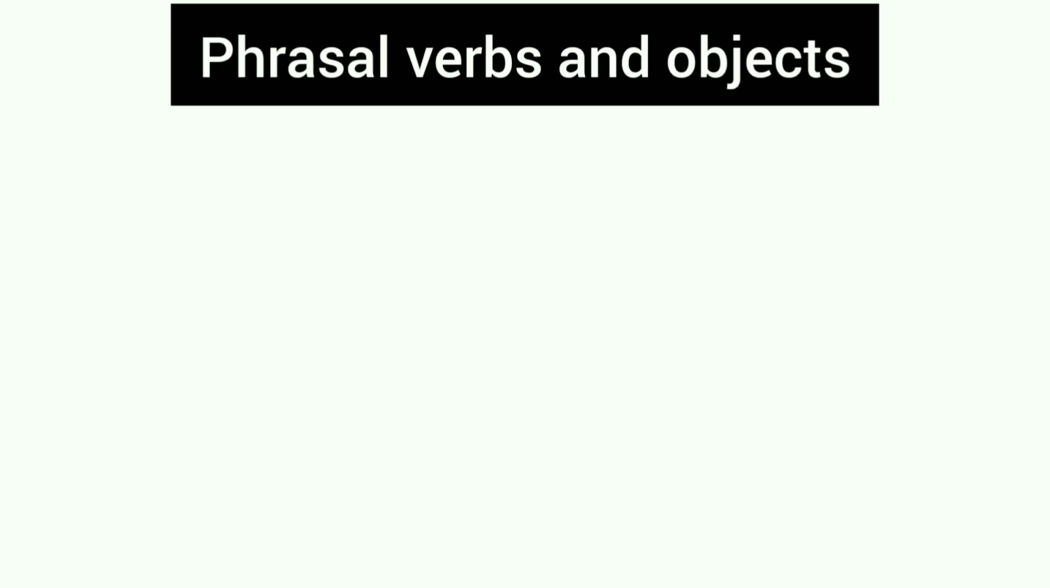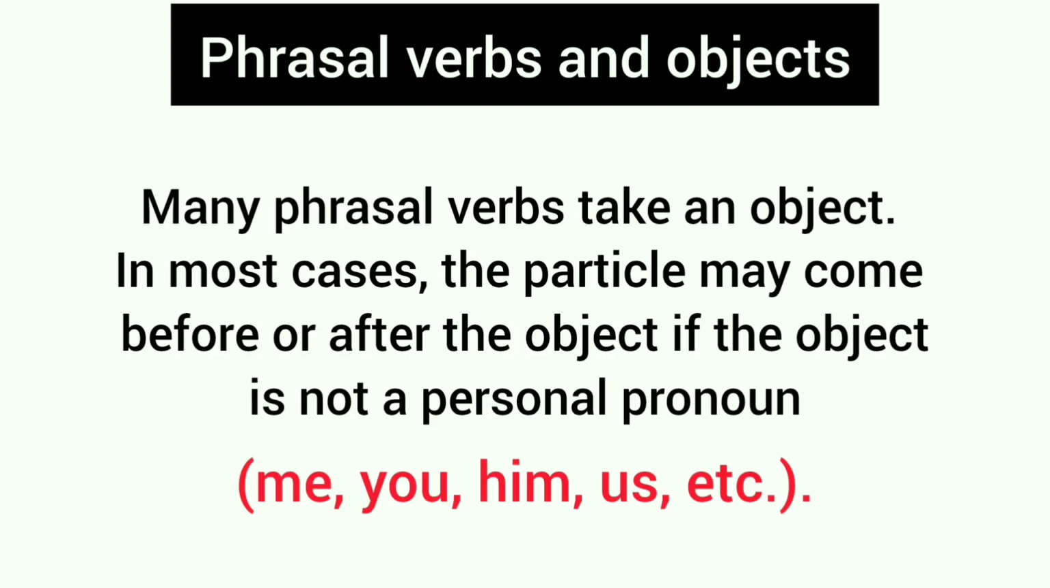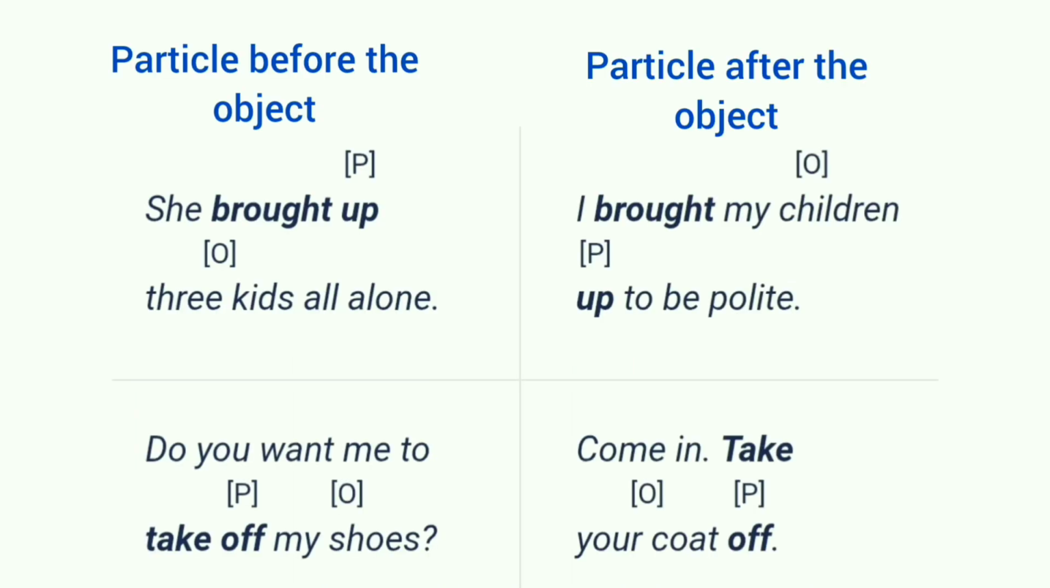Now let's move to phrasal verbs and objects. Many phrasal verbs take an object. In most cases, the particle may come before or after the object, if the object is not a personal pronoun like me, you, him, us and more. Here we can compare between particle before the object and particle after the object. Please note that P is for particle and O is for object.